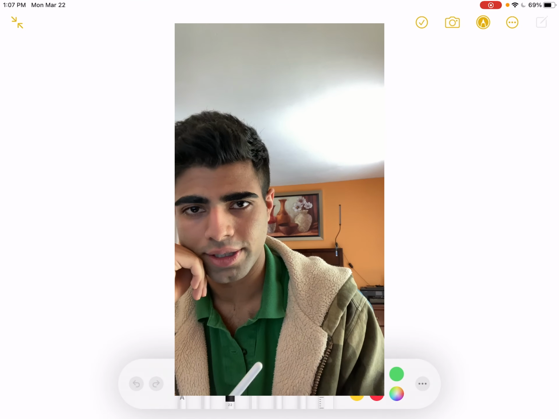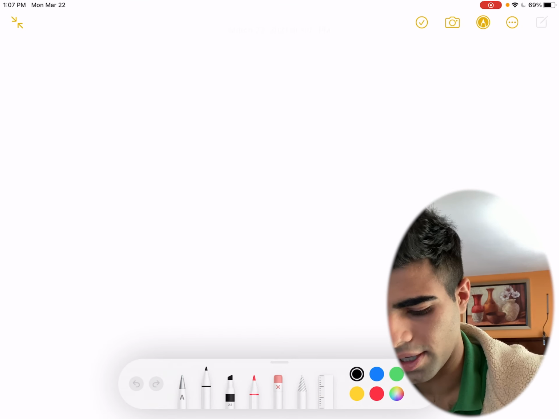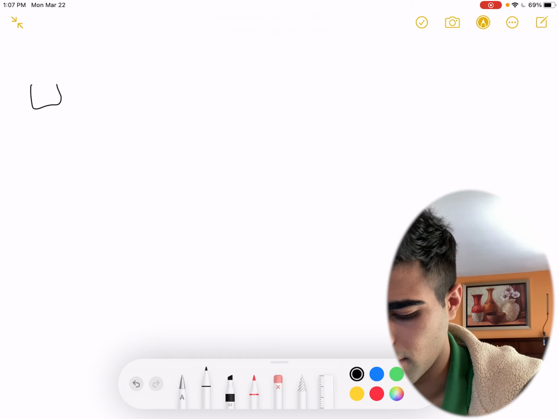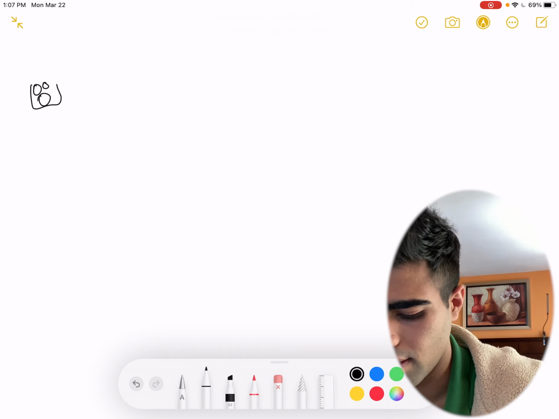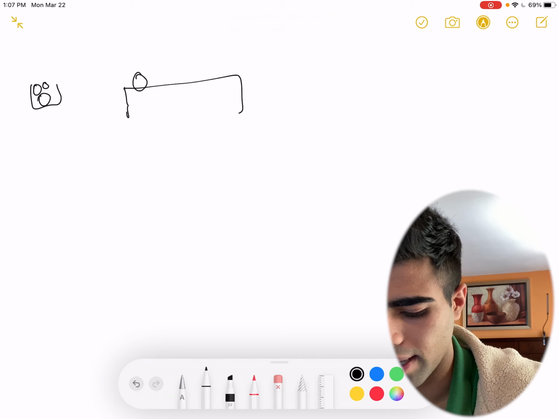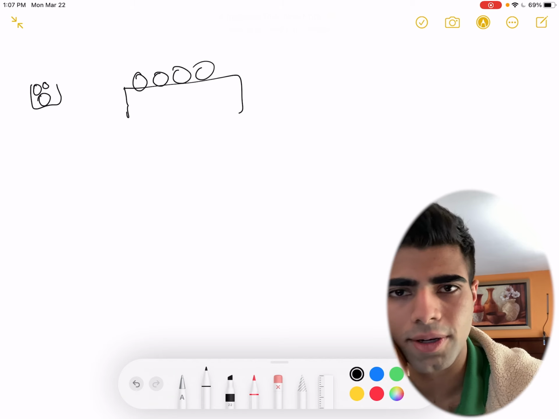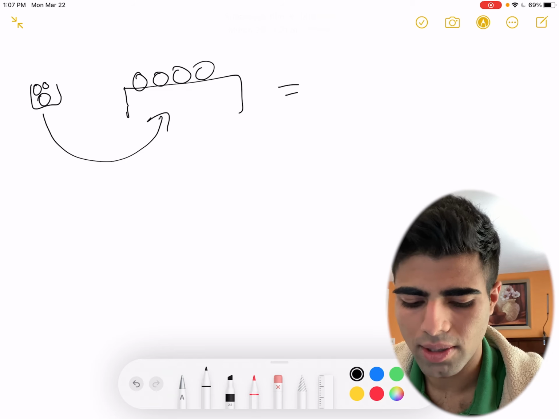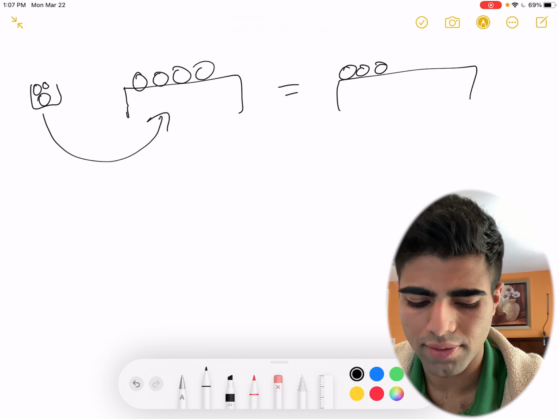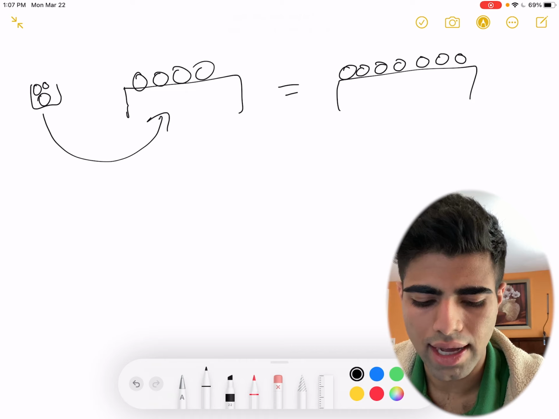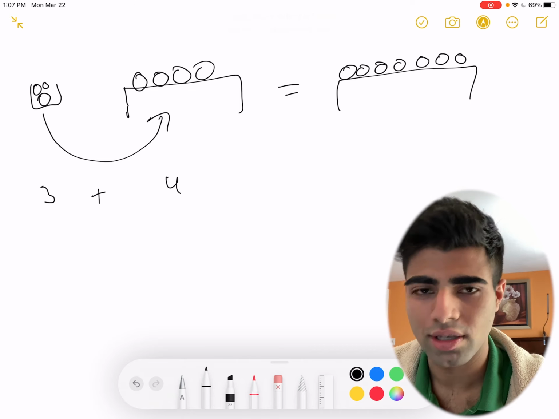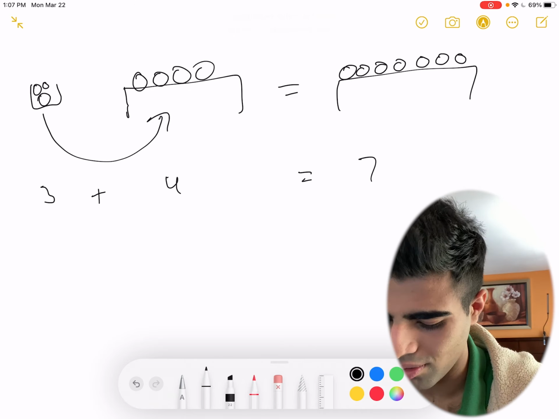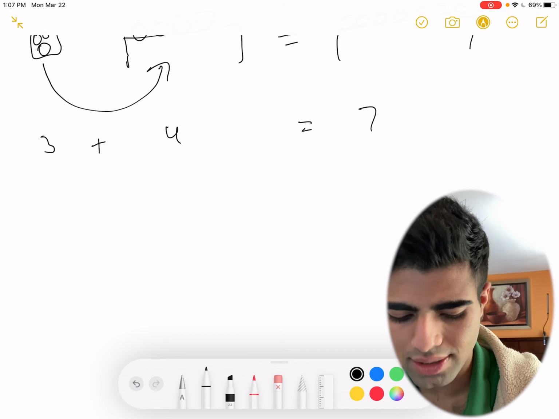Okay, let's take a look at this. Three balls are in a box, and let's say there's a table nearby that has four balls. Now you put the box on the table. Now suddenly all the balls have fallen onto the table, and now you have 7 balls. We can model this by saying 3 plus 4 equals 7.